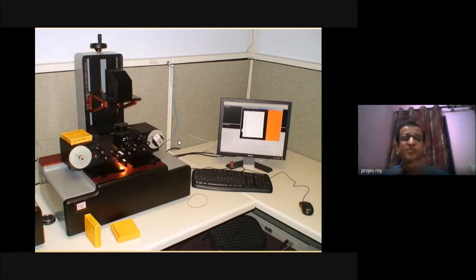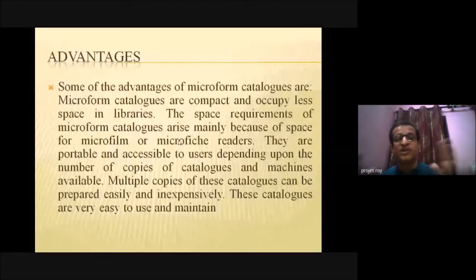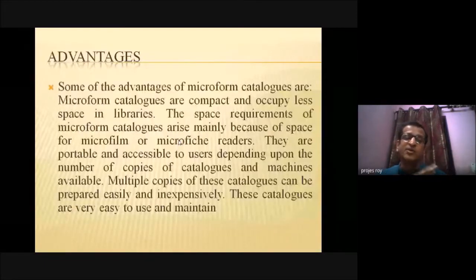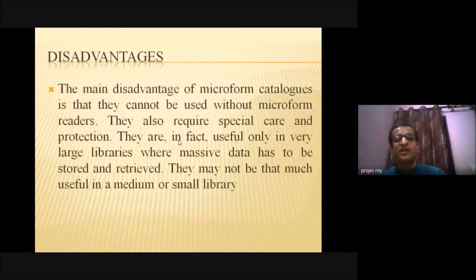You can keep a lot of catalog at one place, since it has a lot of space. It looks expensive, but it is not, because it doesn't take a lot of space, but you need a kind of hardware device. The disadvantage is that you cannot use it without a computer or some kind of device, right? And it cannot reach every library because it is more expensive than the normal manual cards.